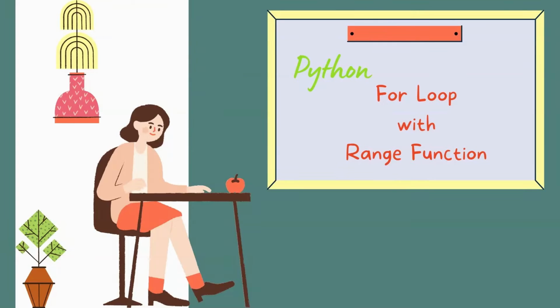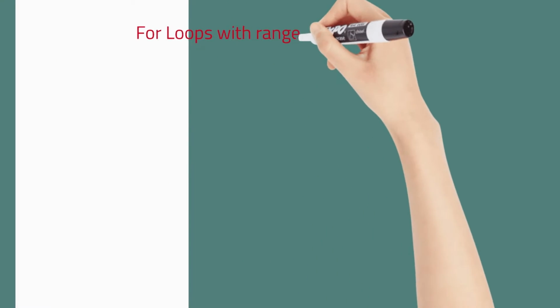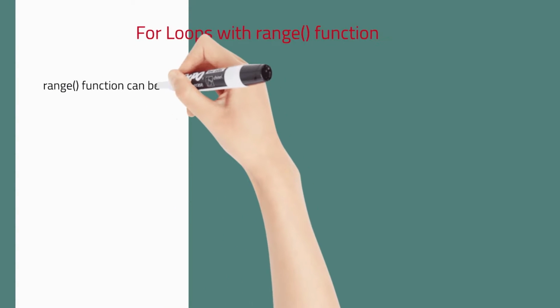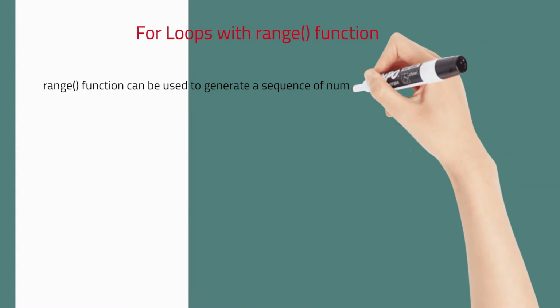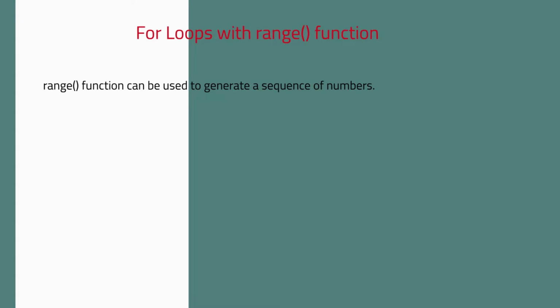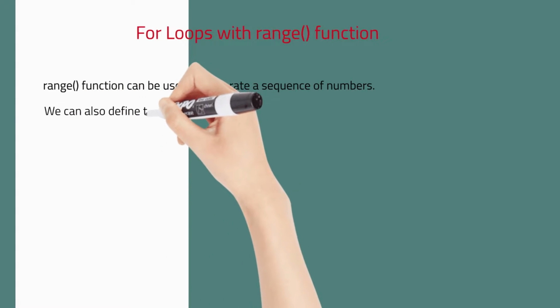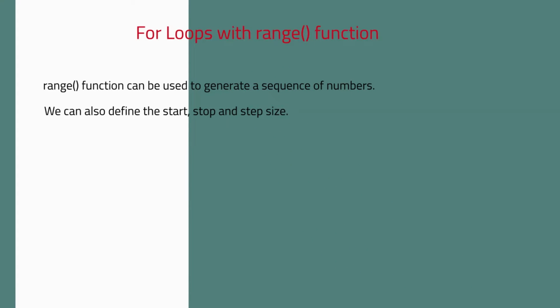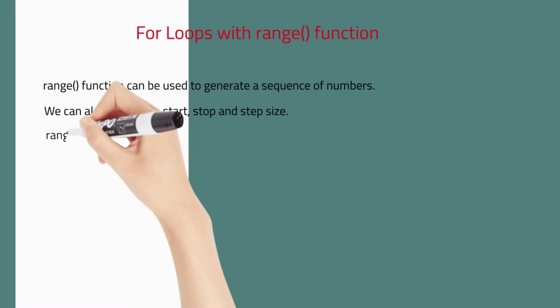In this video, we will discuss the range function used with the for loop. Python generates a sequence of numbers using the range function. For example, range(10) will generate numbers from 0 till 9. We can also define the start, stop and step size in range. Range takes mainly 3 arguments.